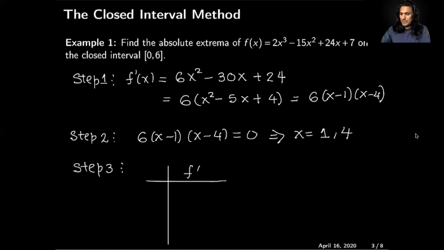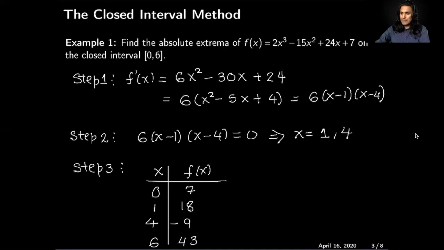So this is the original function f of x. These are the x values. I will start with the endpoints 0 and 6, and I will include all the critical values which lie in between 0 and 6. 1 and 4 are both critical values which lie in the interval 0 to 6. Once I plug 0 into the function, my y value will be 7. If I plug 1 into the function, my y value will be 18. If I plug 4 into my function, my y value will be negative 9. And when I plug 6 into my function, my y value will be 43.